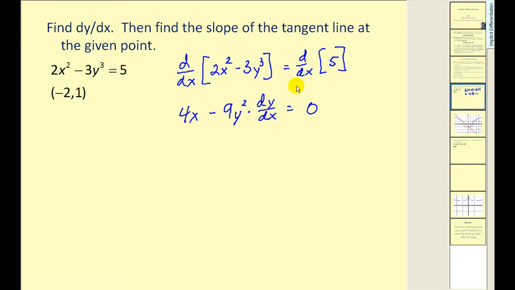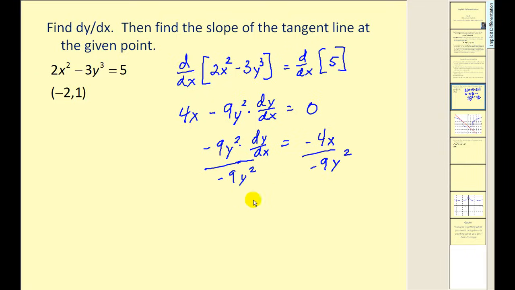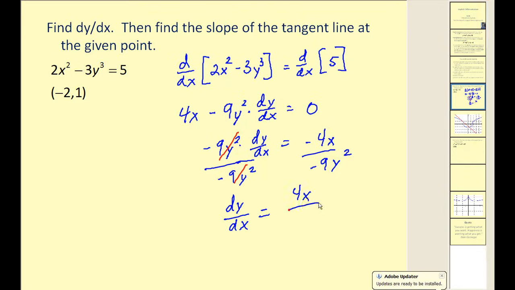Equals 0. So we'll isolate this term on one side, so we'll subtract 4x on both sides. And then we'll divide by negative 9y squared. These simplify. So dy dx is equal to 4x over 9y squared. So that's implicit differentiation. Now the second part of this question asks us to find the slope of the tangent line at the point negative 2, 1.